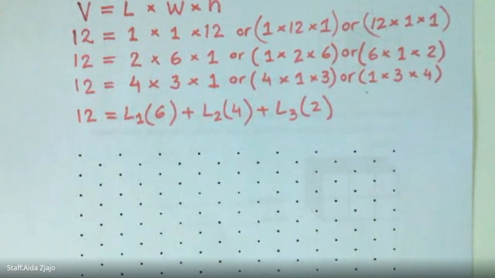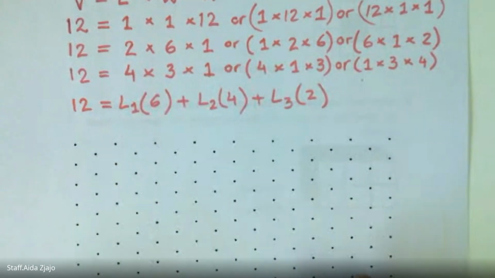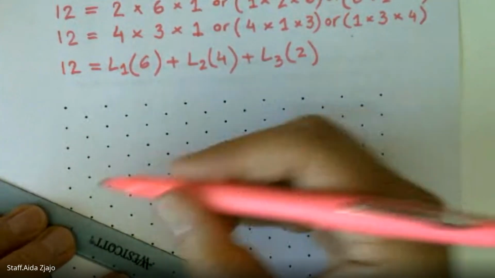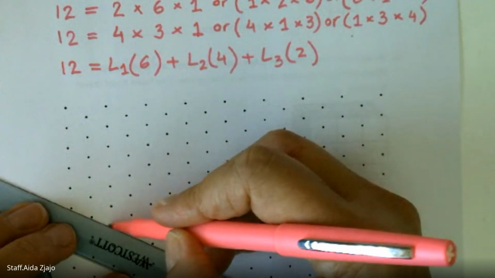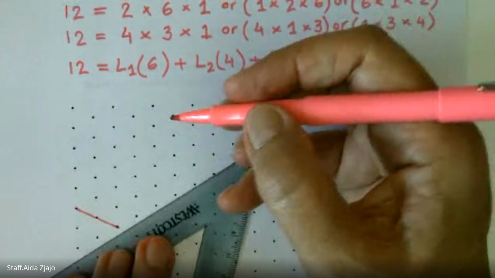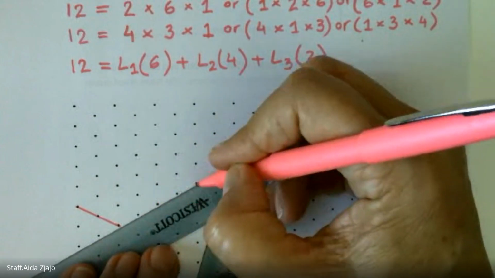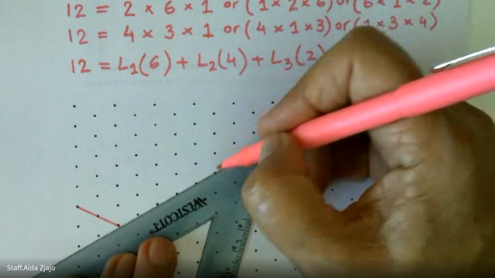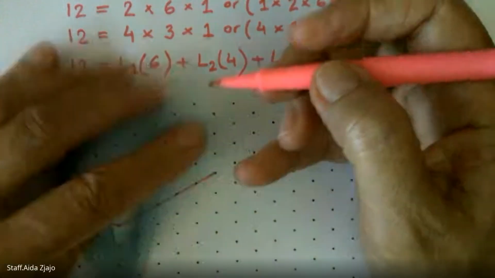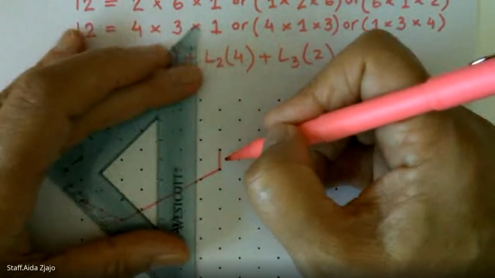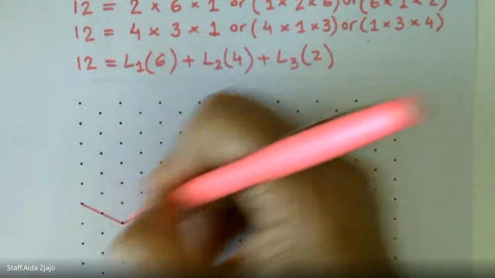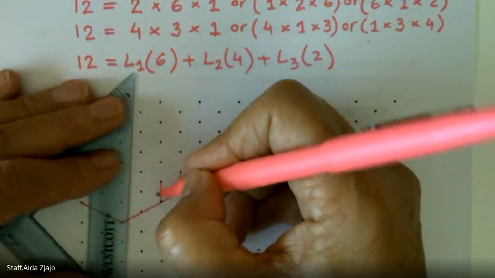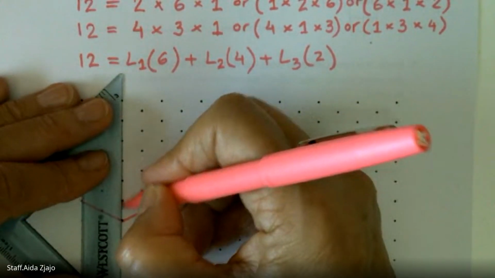Let's use maybe 2x6x1, or it doesn't matter as long as we have, let's go 2 by 2, 4, 6, 2x6x1, so it should be this way. Okay, height is 1, 6 is the width, and the length is 2. So here's the one there.